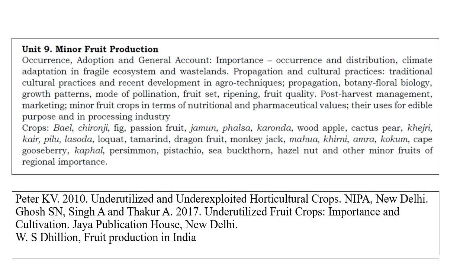The second last unit is minor fruit production. Here we should know at least the basic details, like the scientific name, family, what is the bioactive component or what product is prepared from it, and also some of the minor fruit crops of regional importance should be understood. So K.V. Peter again, Underutilized and Underexploited Horticultural Crops by NIPA publications. Then Fruit Production by Dhillon can also be read.